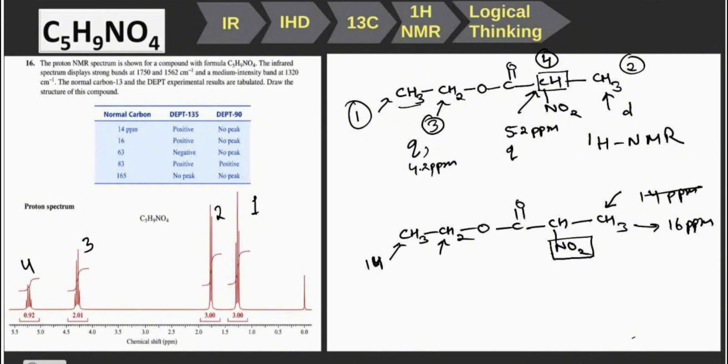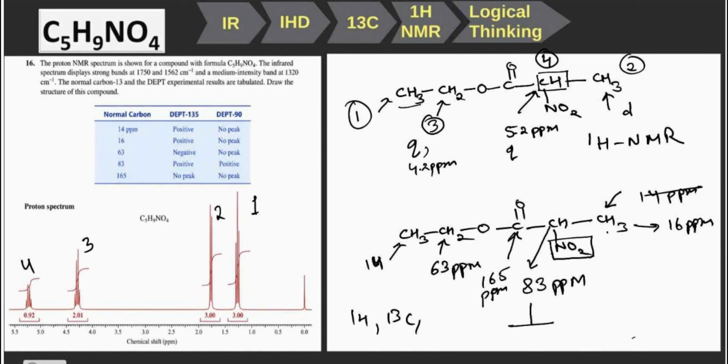And this CH2, since it is attached directly to the oxygen, is showing at 63 ppm, and this one attached to nitro and the carbonyl group is going to 83 ppm. And in the DEPT NMR, it was showing the positive phase. You remember, it was in the positive phase, and this carbonyl group will show 165 ppm. So we have assigned all the carbon signals as well. So the proposed structure is fully consistent with the 1H NMR, 13C NMR data, and index of hydrogen deficiency, and hence this is the correct structure for the given problem.